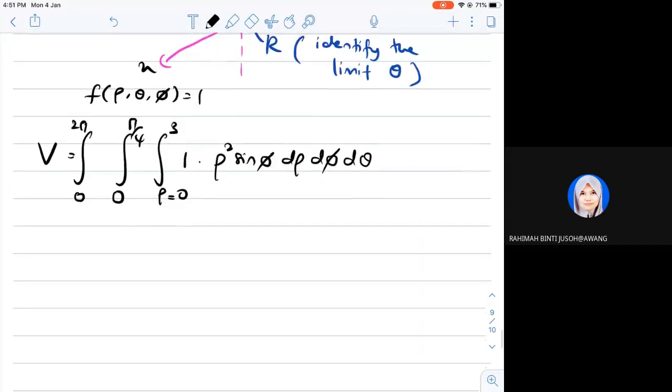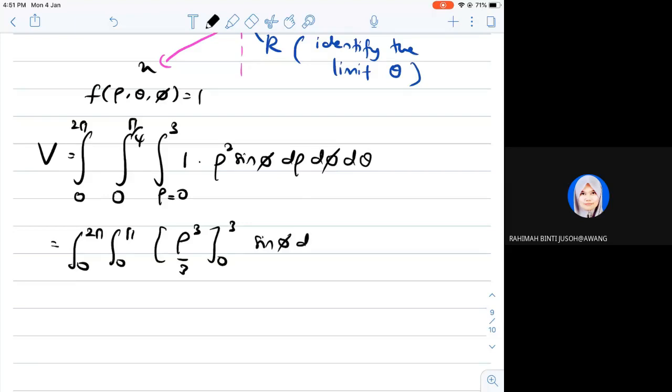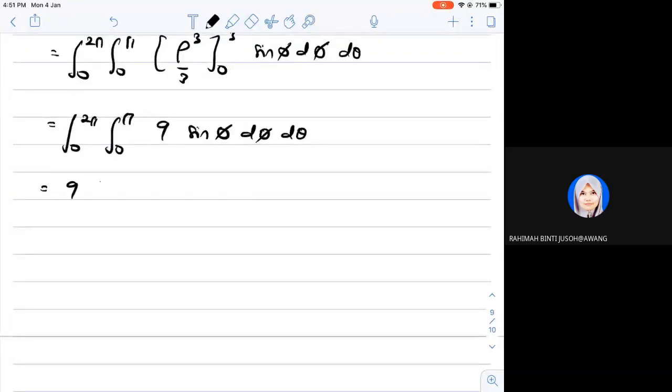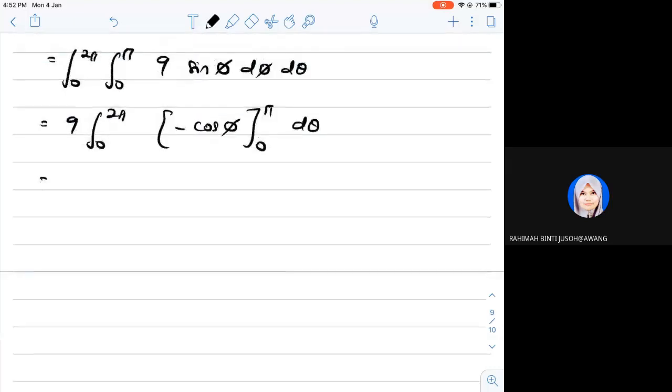Okay, so let us proceed with the calculation of this volume. So rho squared becomes rho cubed over 3, substitute 0 and 3, sine phi d phi d theta. So we have 3 cubed, which is 3 times 3 is 9, times 3 is 27, over 3 is 9. Sin phi d phi d theta. So integrate sin phi, 9 can be taken out. Now you get negative cos phi. Substitute 0 and pi d theta. So we have 9.